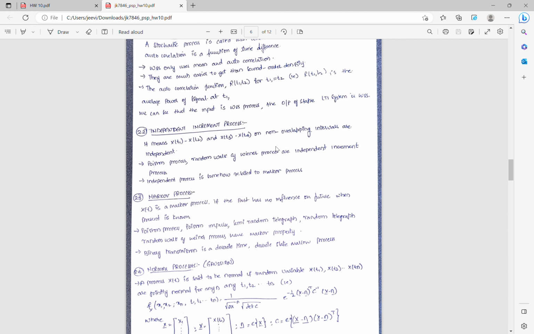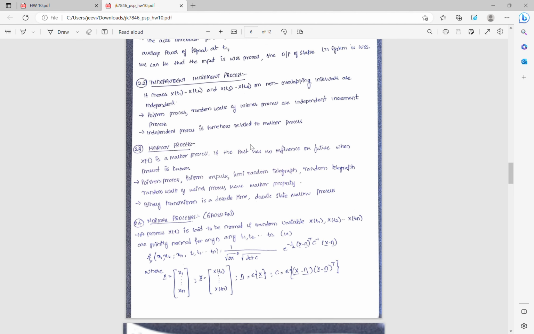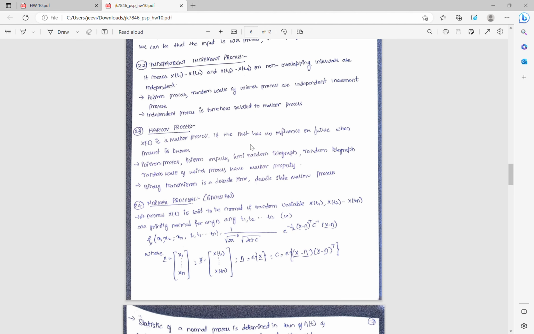In 2.2, we are asked to define independent increment processes. It means that X of t2 minus X of t1 and X of t4 minus X of t3, over non-overlapping intervals, are independent. Poisson process, random walk, and Wiener process are independent increment processes. Independent increment processes are related to Markov processes. X of t is a Markov process if the past has no influence on the future when the present is known. Poisson process, Poisson impulse, semi-random telegraph, random walk, and Wiener process have the Markov property. The binary transmission and a discrete-time, discrete-state Markov process are also examples.